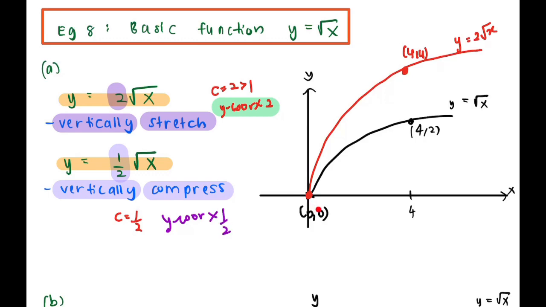So let's take the y coordinate 0, this will still be 0, 0. And then let's see the y coordinate here on the basic graph, let's multiply it by half. So this will become 4, 1. So let's connect the dots. So this is your graph of y equal to half square root of x.